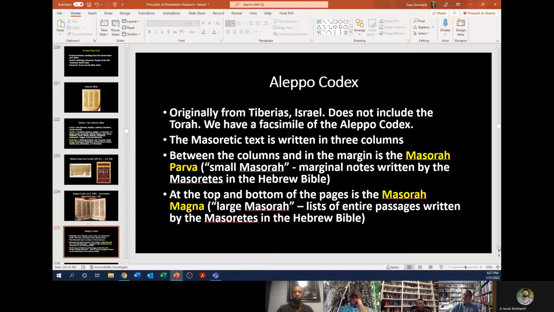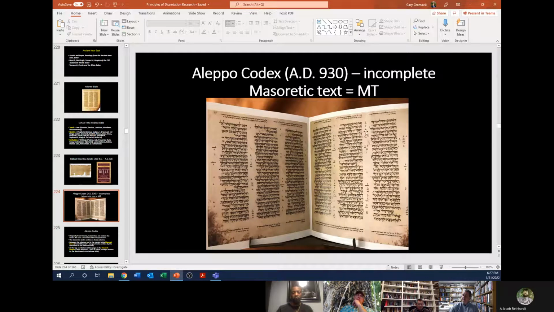So between the columns and in the margin is what we call the Masora Parva, the small Masora, marginal notes written by the Masoretes. And at the top and bottom of the pages is the Masora Magna, the large Masora, which lists entire passages, sort of like a cross-reference system put together by the Masoretes. So you can see here in the margins the Masora Parva, and then here at the bottom and at the top, the Masora Magna.